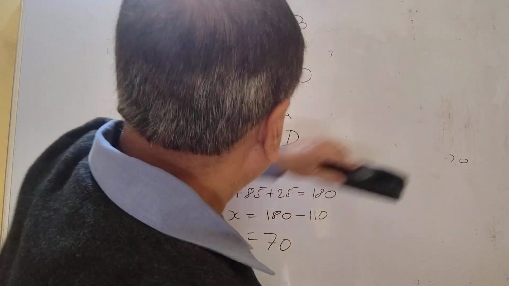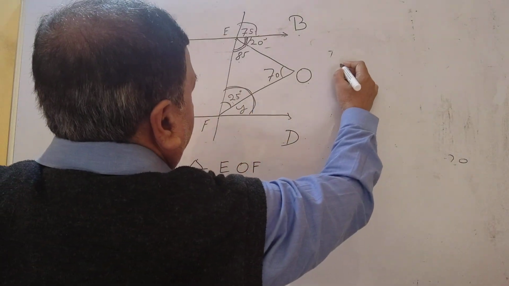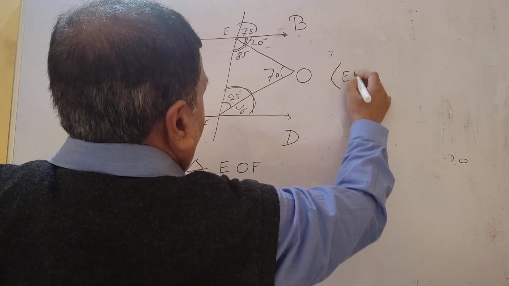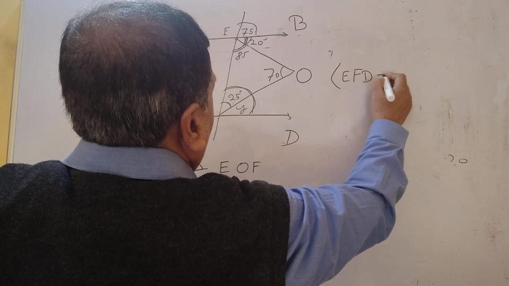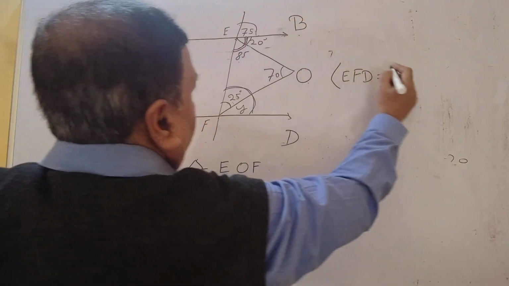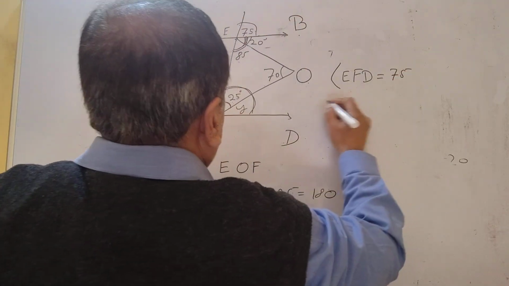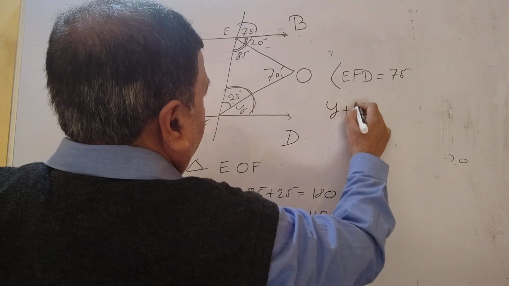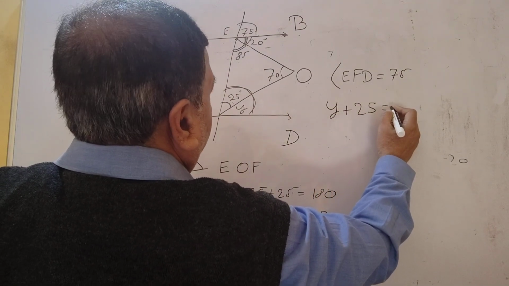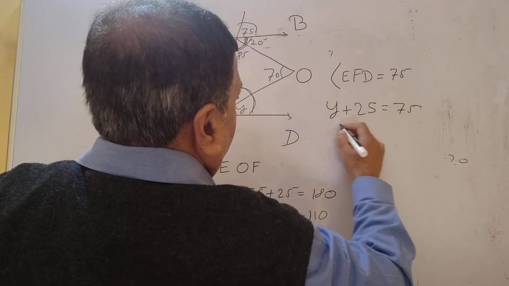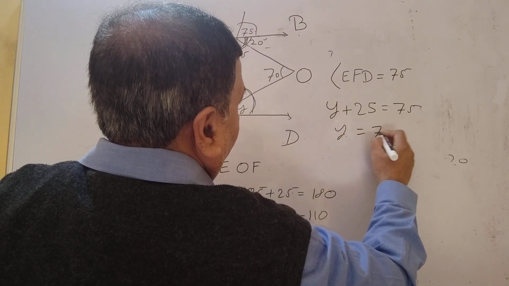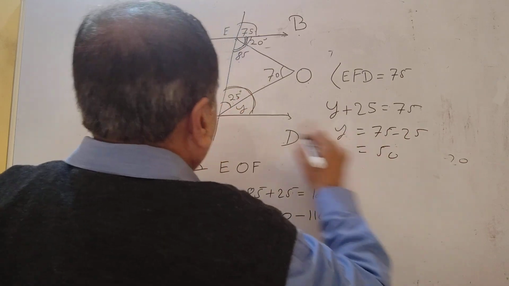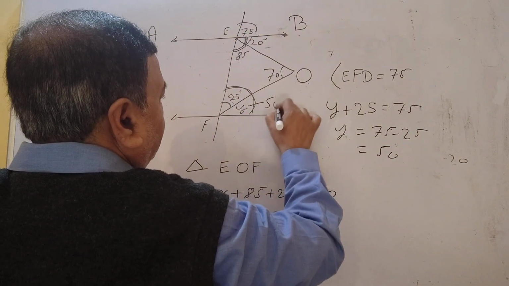So angle EFD will be equal to angle 75. Out of which this is 25. So y plus 25 is equal to 75. So very clearly y is 75 minus 25, that is 50. So this angle is 50 degrees.